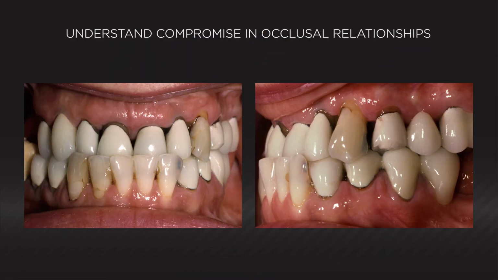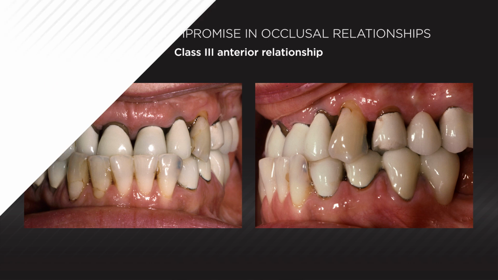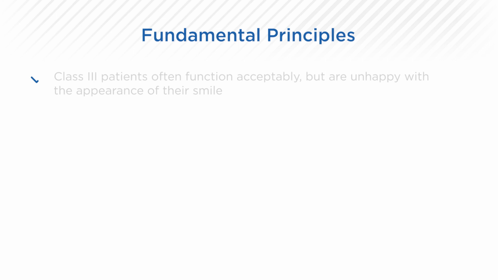If we go beyond end-to-end, we go into a full class 3 relationship, and again, we now have another occlusal compromise. When we think about patients with class 3 occlusions, oftentimes what bothers the patient is the appearance. It's very common if you have a class 3 occlusal relationship in the anterior to have a reverse smile line in the anterior, under-erupted maxillary incisors.